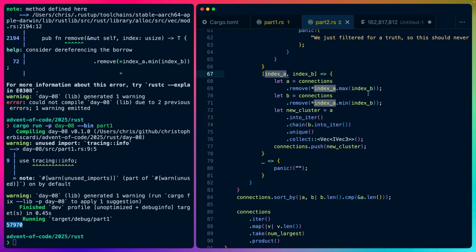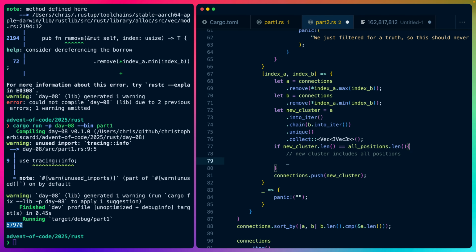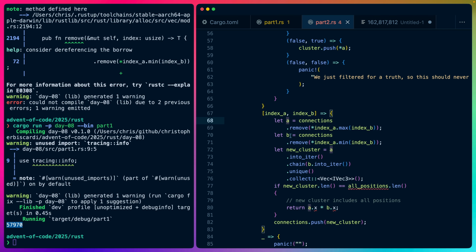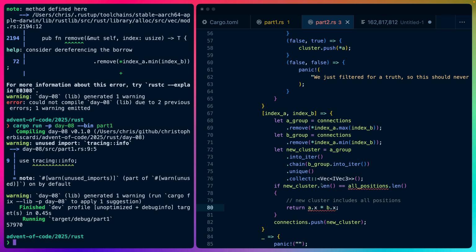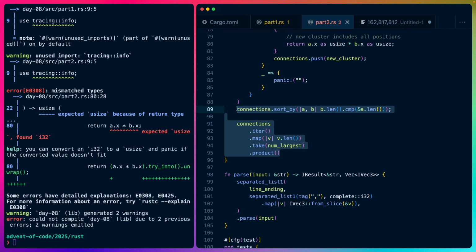And when we do a merge, we only need to do this logic if, well, we haven't done any unique list, right? If the new cluster includes all positions, then we return a.x times b.x, which I've shadowed here. So this a and this b are what we actually need. And I shadowed the variable names here. So actually what I'm going to do here is B group, A group. And then this is ivec, right? So actually this needs to be like as usize here. And then we just need the list of all positions. And this stuff doesn't matter.